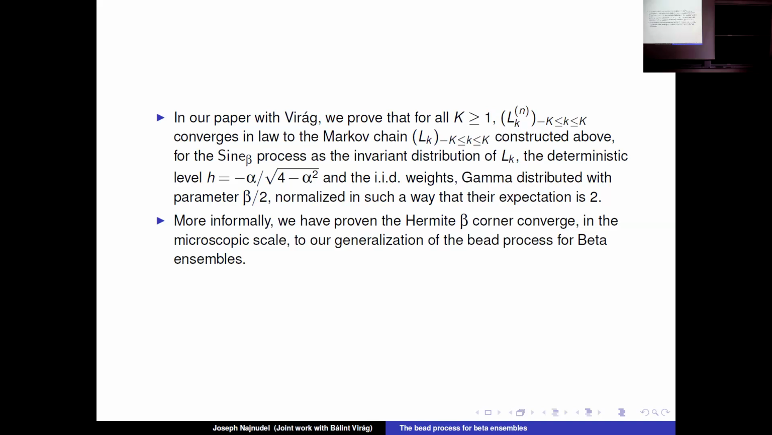And this is basically how we prove that for beta equals 2, the beta bead corresponds to the bead process of Boutillier, because we know that the Hermite corner converges to the beta bead. And for beta equals 2, it corresponds to the minors of the GUE converging to the beta bead for beta equals 2. But it's already known that it converges to the bead introduced by Boutillier. So by comparing the two results, we deduce that the bead by Boutillier is recovered by our construction for beta equals 2.